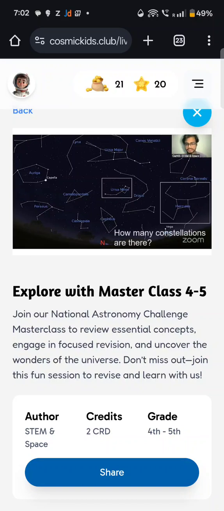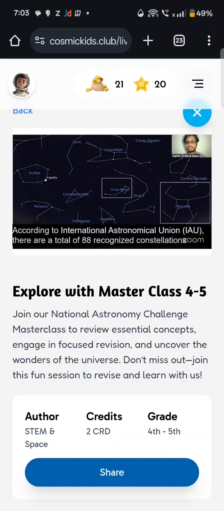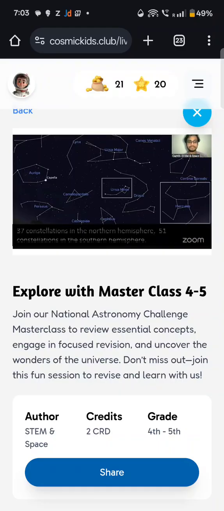And how many constellations are there? Can we just connect any 2 or 3 dots together and say this is a recognizable pattern? Well, no. There is an international body called the International Astronomical Union, which decides how many constellations there will be. According to the IAU, there are a total of 88 recognizable constellations, among which 37 are in the northern hemisphere and 51 are in the southern hemisphere.